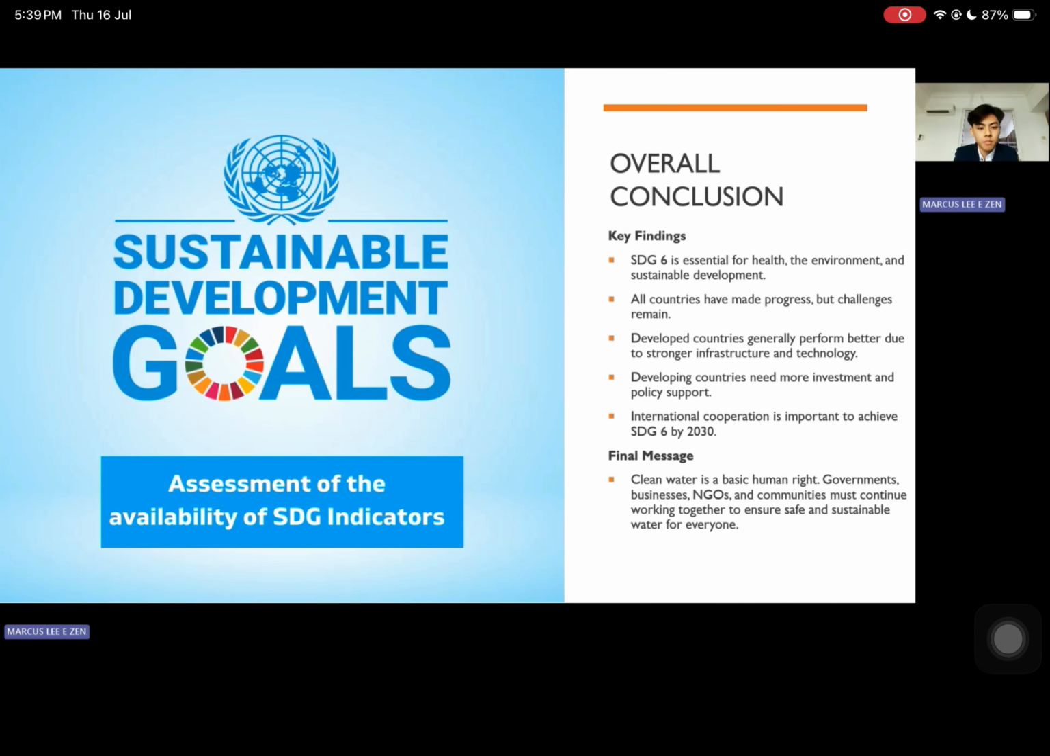In the final message, clean water is a basic human right. Government, business, NGOs, and communities must continue working together to achieve SDG 6 by 2030 and ensure safe and sustainable water for future generations.